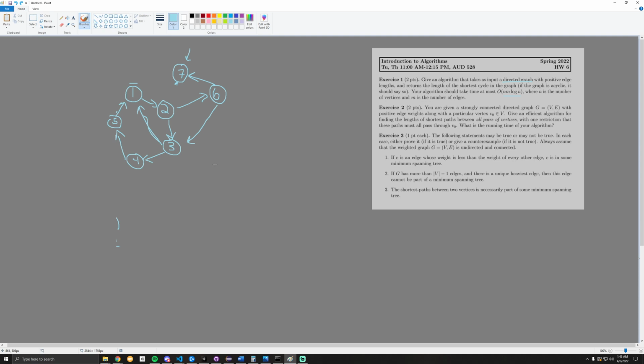All right, so this one's interesting. Let's say, in our case here, we have to pass through 6. So node 6 is our V0, and we want to know the shortest paths between every single pair of vertices. So from 1 to 7, from 7 to 4 if it exists, from 3 to 1, every single possible combination. So we need to find essentially n squared different paths.